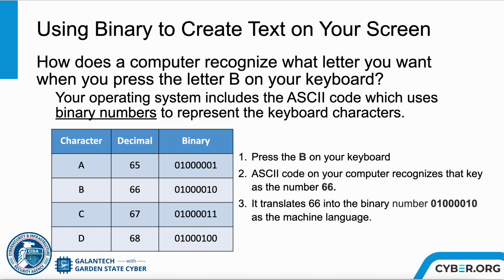So how does a computer recognize what letter you want to press on your keyboard? What it does is it takes the binary number. When we press the letter B on our keyboard, for example, it puts it into binary. It figures out, hey, this is the number 66 in decimal, and then the ASCII character appears as the letter B. And that's how we know.